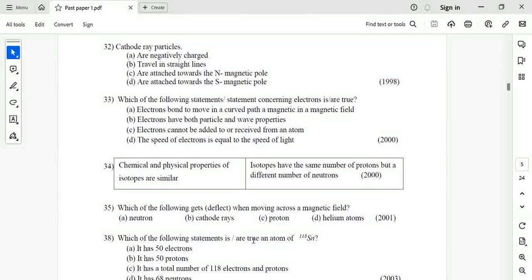Question 34. Chemical and physical properties of isotopes are similar, but only the chemical properties are similar, the physical are not equal. Isotopes have the same number of protons but a different number of neutrons. It is true. False and true, answer is 4.